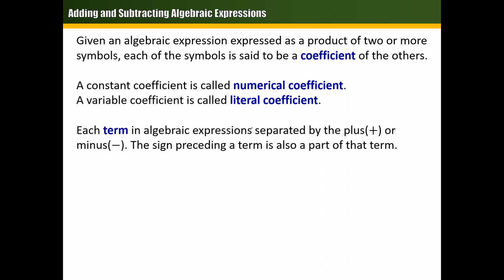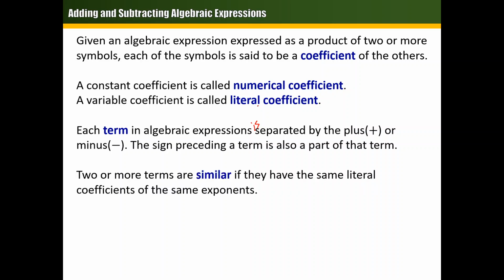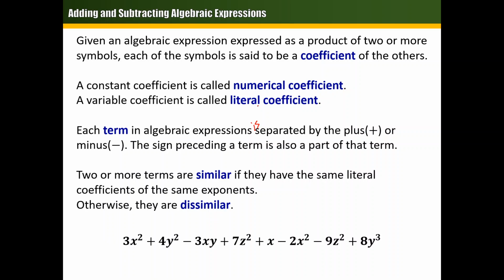Or each term in an algebraic expression is separated by plus or minus. The sign preceding a term is also a part of that term. Two terms are similar if they have the same literal coefficient of the same exponents. Otherwise, we will call them dissimilar. So consider natin yung algebraic expression na nasa ibaba.